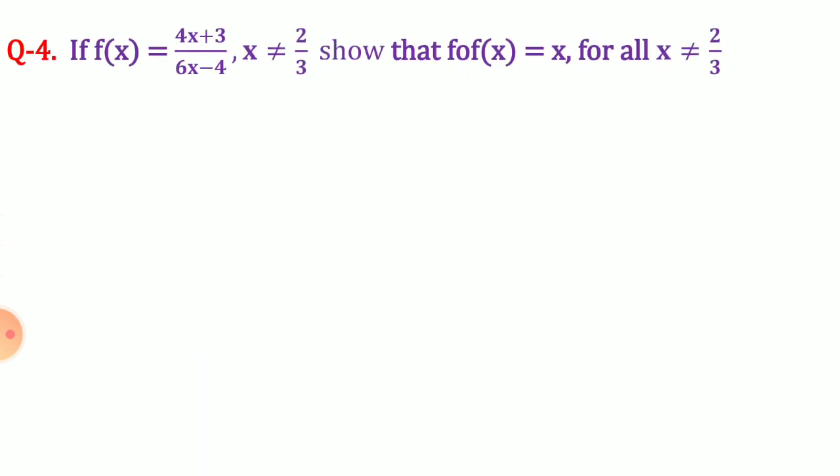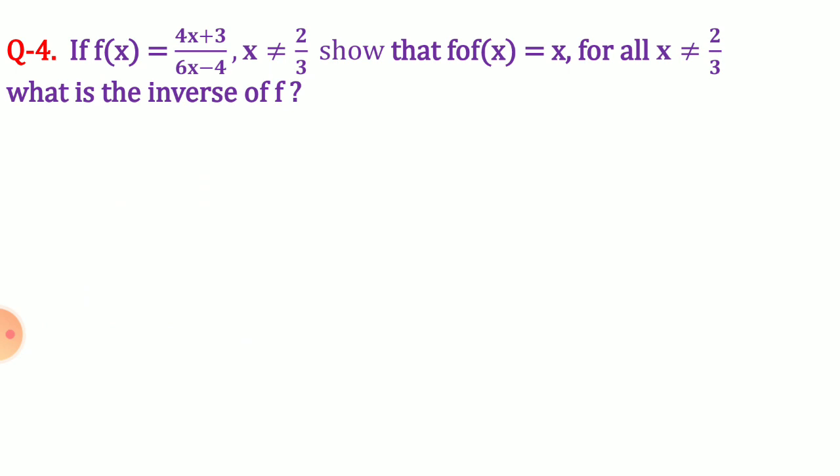Now question number 4. If f of x is equal to 4x plus 3 upon 6x minus 4, where x is not equal to 2 by 3, so that f composition f of x is equal to x for every x not equal to 2 by 3, what is the inverse of f? First of all, the function f of x equals 4x plus 3 upon 6x minus 4, where x is not equal to 2 by 3.